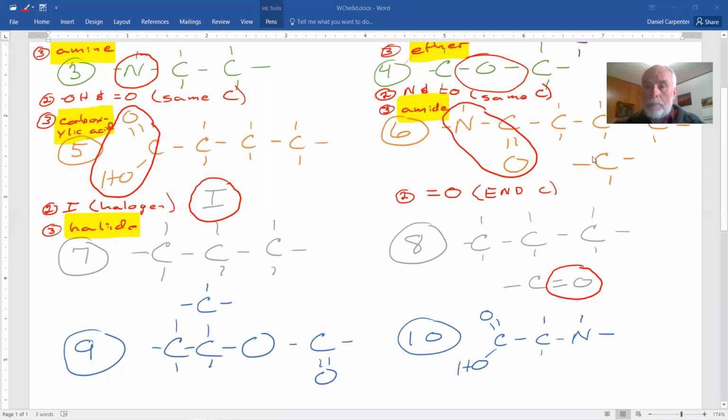All right, back to these problems. So this is on an end carbon, which would make this an aldehyde.